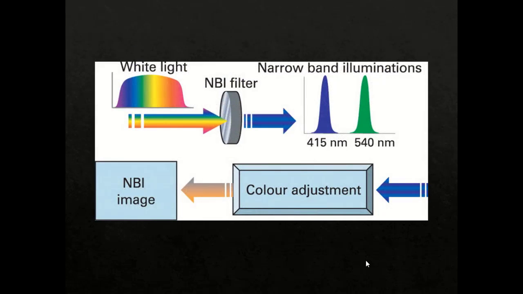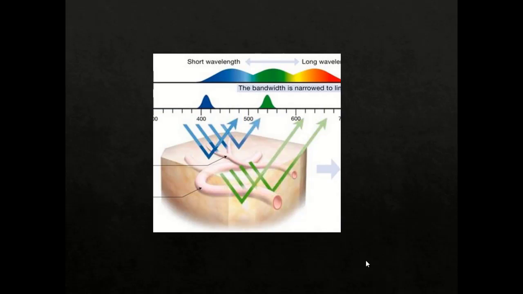This is the mechanism. White light is filtered into two spectra, blue and green. Blue has the wavelength of 415 nanometer and the green has a wavelength of 540 nanometer. Then with color adjustment you will get the image. And this is another picture depicting the mechanism. The blue light only illuminates the superficial layer, mucosa, and the green light penetrates more deeply. With increasing wavelength, the deep tissue can be illuminated.